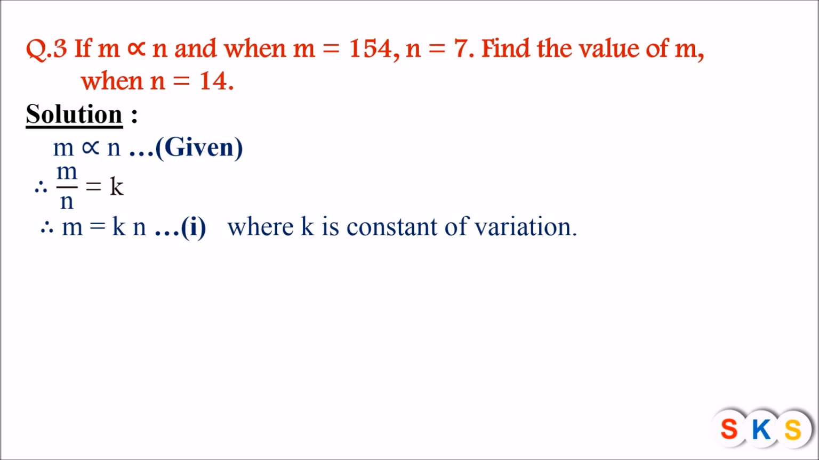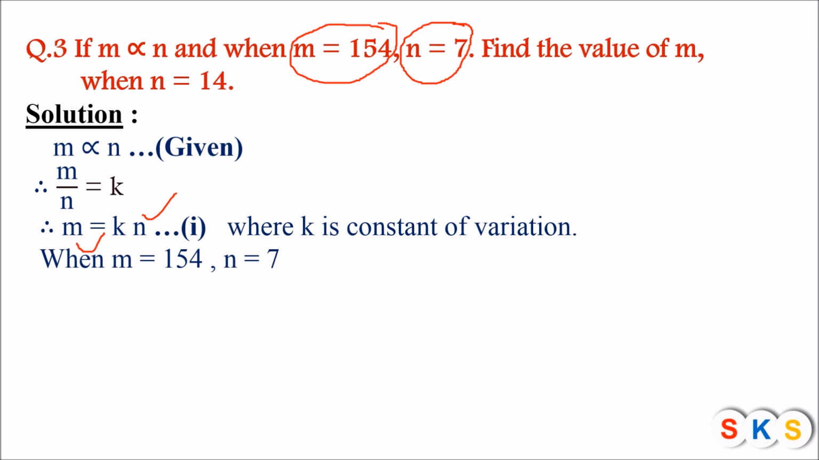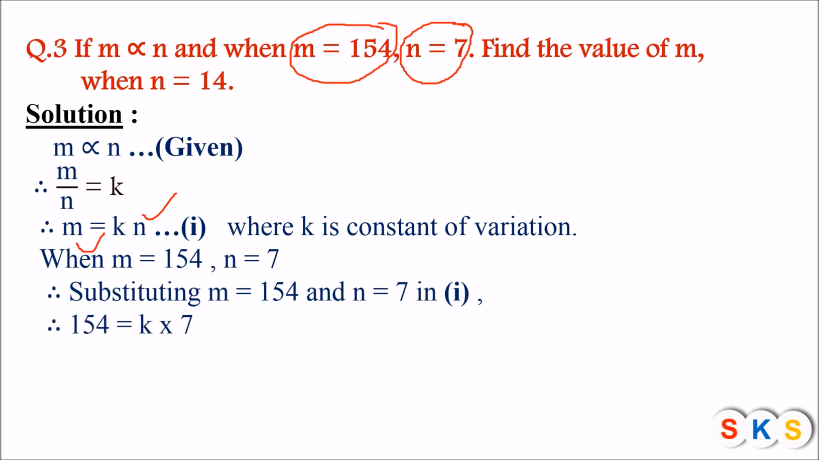Now this equation will help us to know the value of m when n is 14. So we are going to substitute the values of m and n. What is the value of m? We can look over here in the question. It is given 154 and the value of n is given here 7. So we are going to substitute m as 154 and n equals 7 in equation number 1 to get the value of k. So when m is 154 and n is 7, we will get 154 equals k into 7.